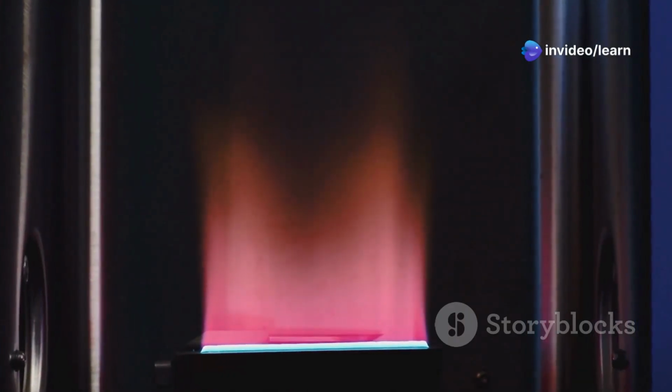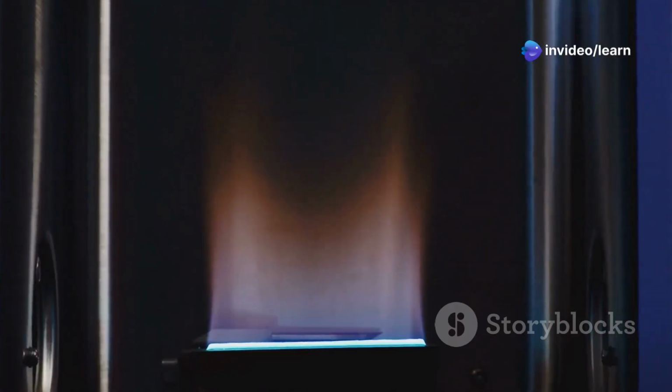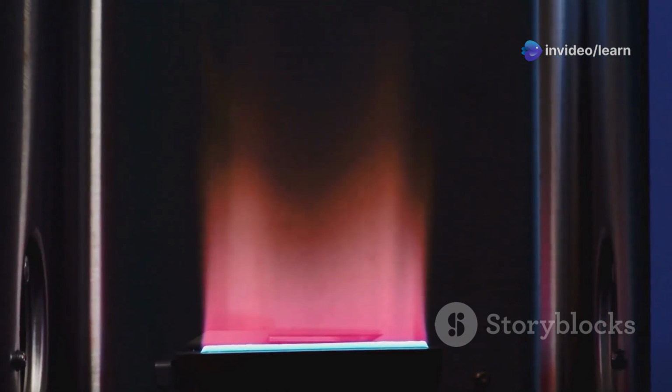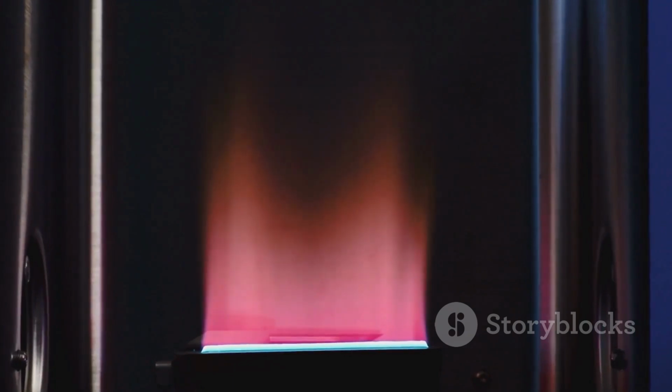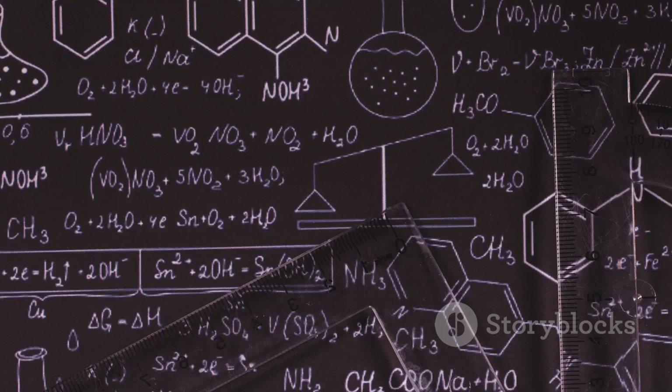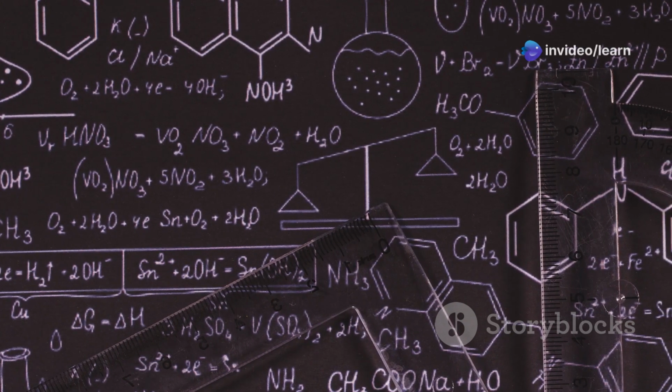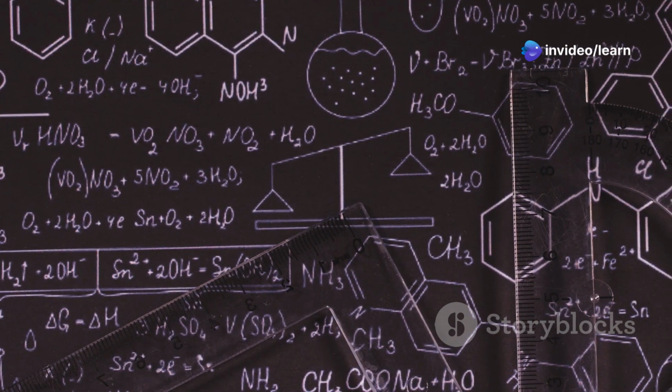burning of methane, CH4, the main component of natural gas. This reaction is a type of combustion, which is a chemical process that releases energy in the form of heat and light. The chemical equation for this reaction is CH4 plus 2O2 yields CO2 plus 2H2O.